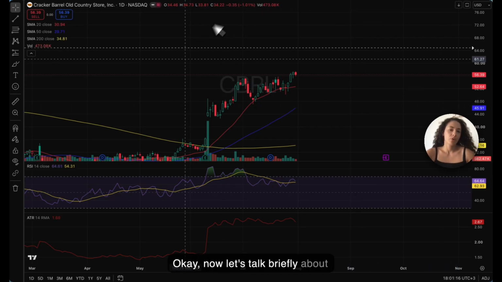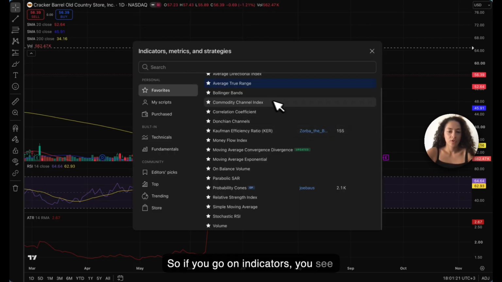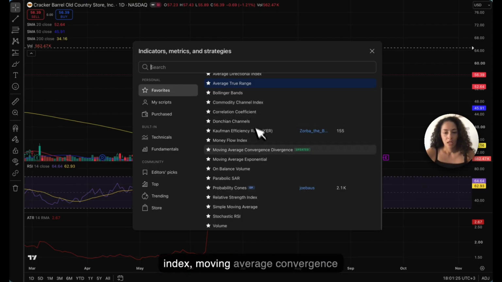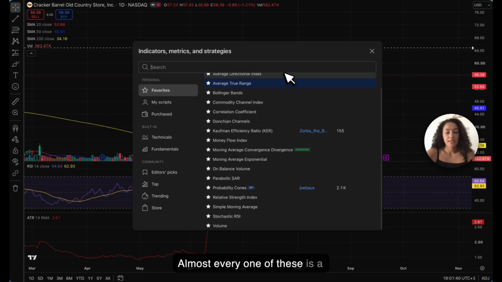Okay, now let's talk briefly about what I don't use and why. If you go on indicators, you see names like commodity channel index, moving average convergence divergence, the famous MACD, stochastic indicators, Bollinger Bands, and the list goes on. There are so many indicators. Almost every one of these is a mathematical derivative of the same two inputs, that is price and volume. So there's no need to add these other indicators. You really don't need it.